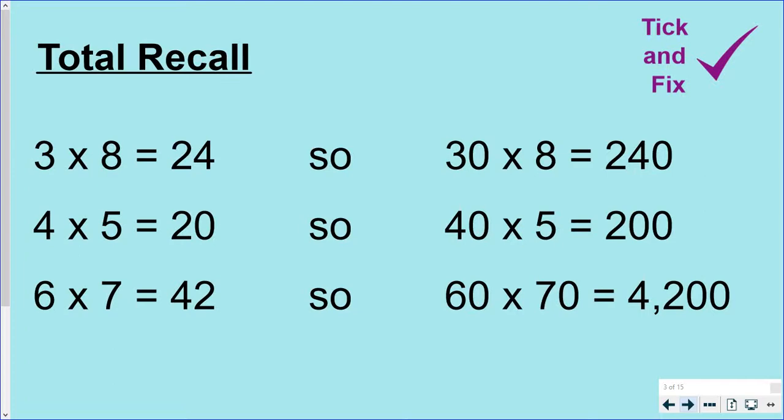Then we've got 4 times 5 is 20, so 40 times 5. The 4 has got 10 times bigger, it's gone to 40, so our answer needs to be 10 times bigger, so we need to pop that 0 on the end, so 200. 6 times 7 is 42, so 60 times 70. Ooh, in this calculation, the 6 has got 10 times bigger, but so has the 7 got 10 times bigger. So actually our answer needs to get 100 times bigger. There's 2 zeros there, and there needs to be 2 zeros on the end of your answer.